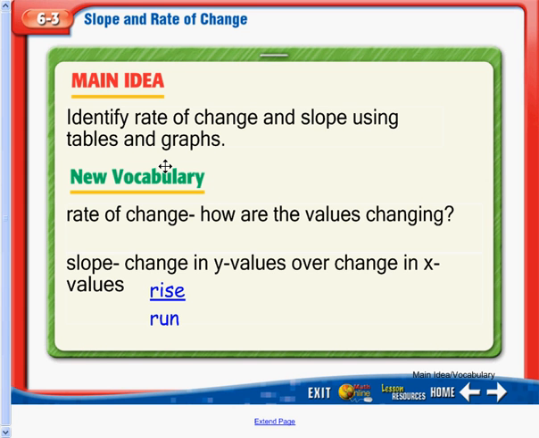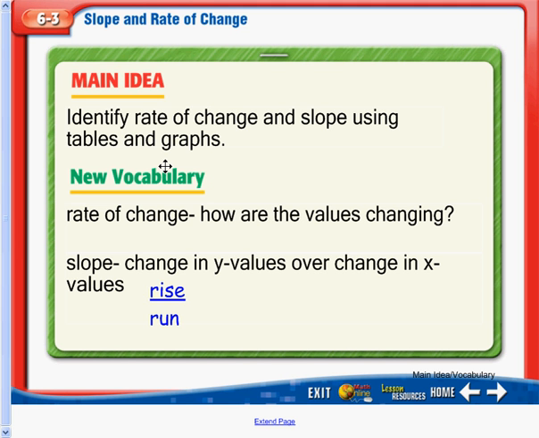Today's lesson is over 6.3, which is titled Slope and Rate of Change. The main idea of this section is to identify rate of change and slope using both tables and graphs. Our vocabulary today is both rate of change and slope, as they're both in the main idea.